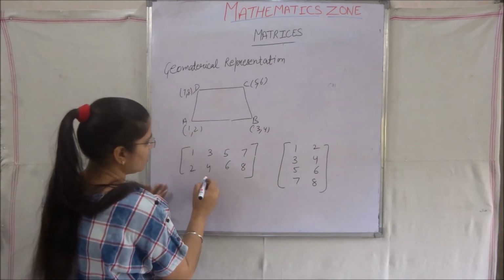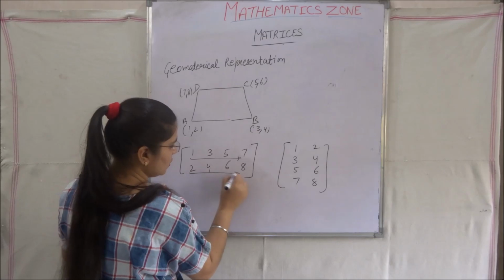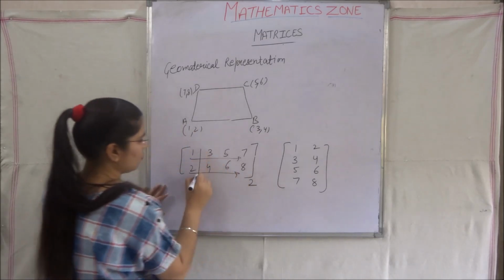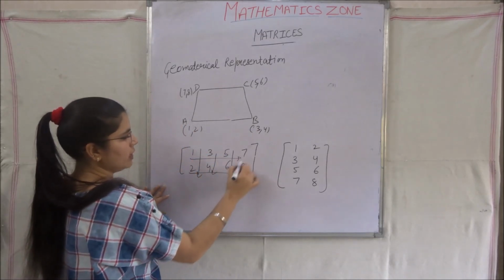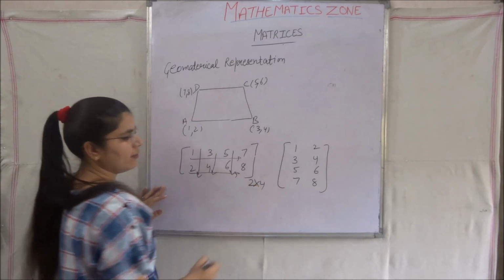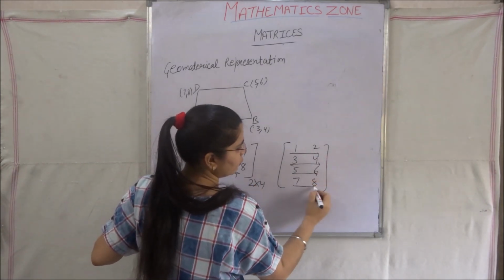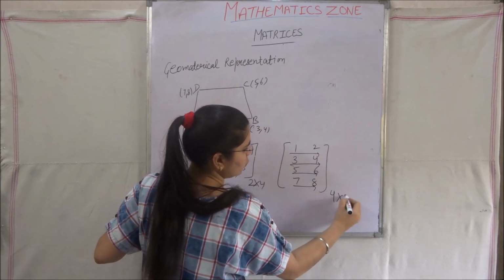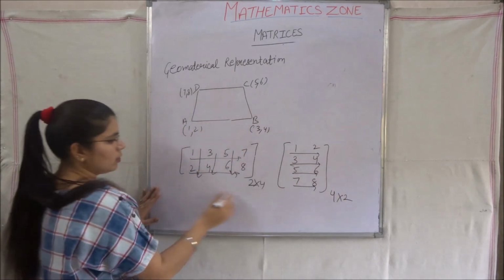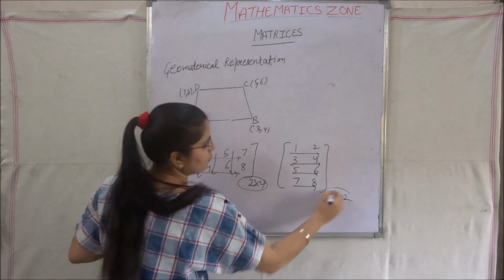Now let us find their order. These are 2 rows and the number of columns is 1, 2, 3, 4. So 2 multiplied by 4. In a similar way, 1, 2, 3 and 4, that is 4 rows and 2 columns. So their orders will be 2 into 4 and 4 into 2.